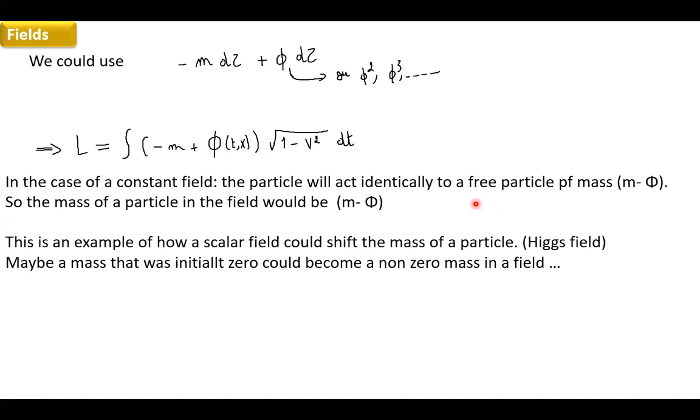So here the field is shifting the mass, so maybe it's an extreme case. If a mass was initially zero without the field, it could become a non-zero mass in a field. Maybe it's an extreme case, but the possibility is here. So it's a non-zero probability.